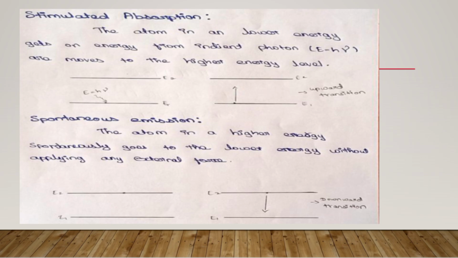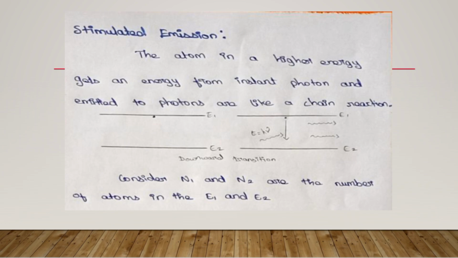Spontaneous emission: the atom in a higher energy level spontaneously goes to the lower energy level without any external force. This two-diagram figure shows the difference between stimulated absorption and spontaneous emission. Stimulated emission: the atom in a higher energy level gets energy from an incident photon and emits two photons, like a chain reaction. Consider N1 and N2 are the number of atoms in E1 and E2.